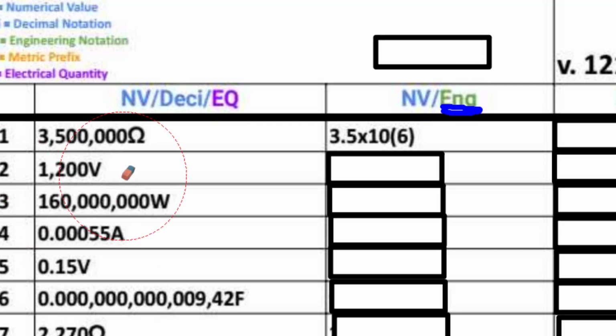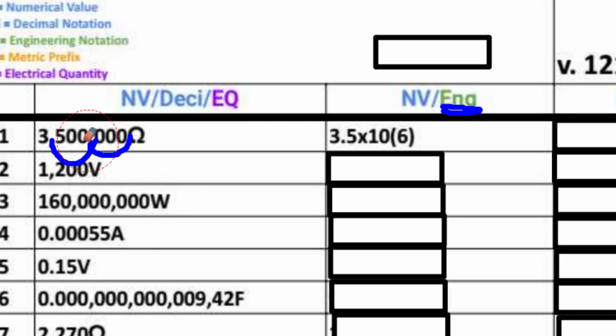I had to go 2 jumps of 3 because if I would have only gone 1 jump of 3, that would have been 3,500 times 10 to the 3rd. But 3,500 is greater than 1,000, so that was still too large. So I had to take another jump of 3 to get my answer of 3.5 times 10 to the 6th. Now my numerical coefficient, which is the part of the number to the left of that multiplication sign, is between 1 and 1,000.